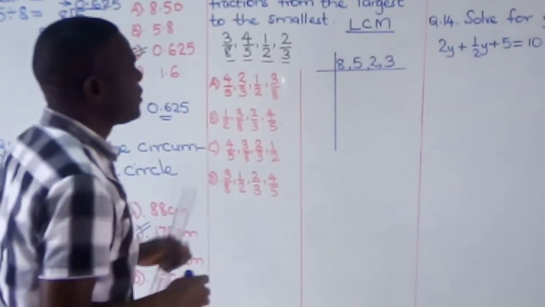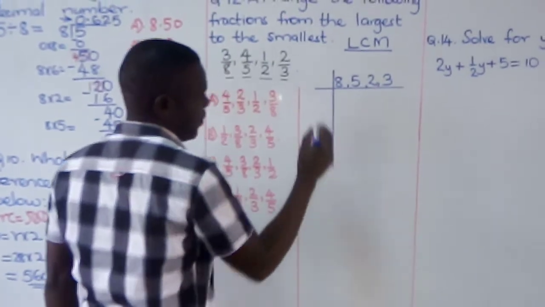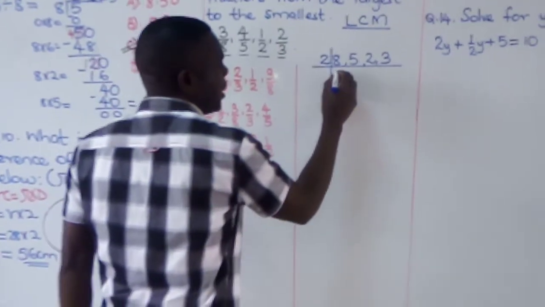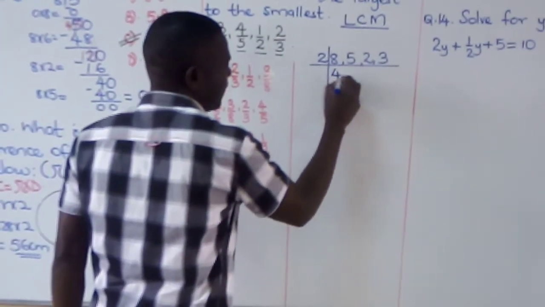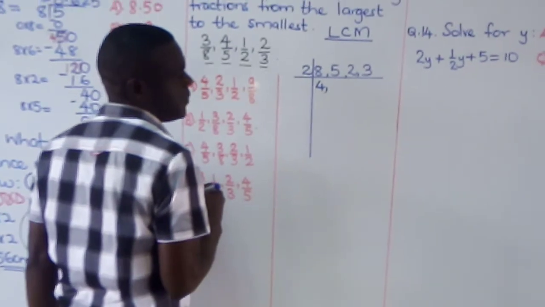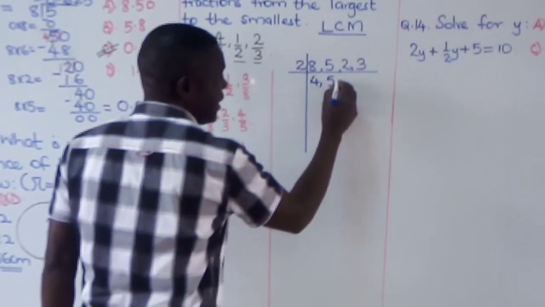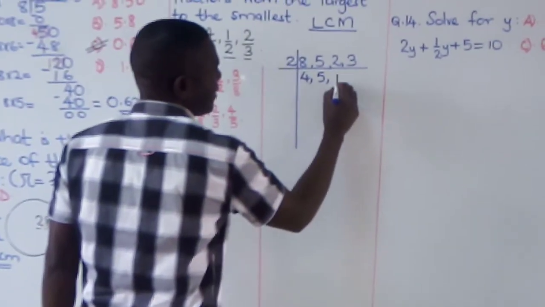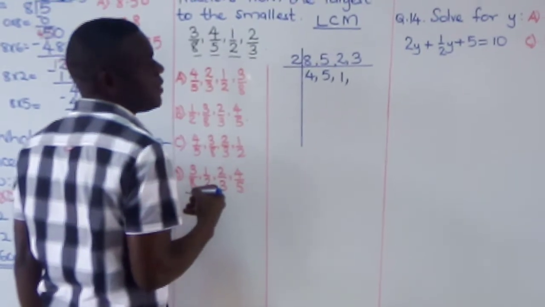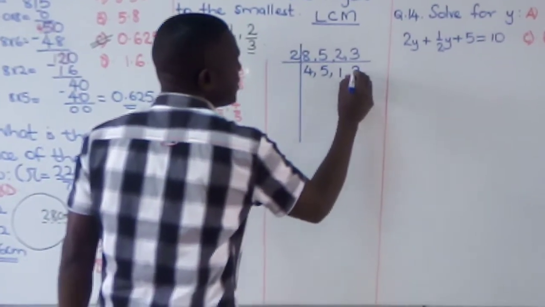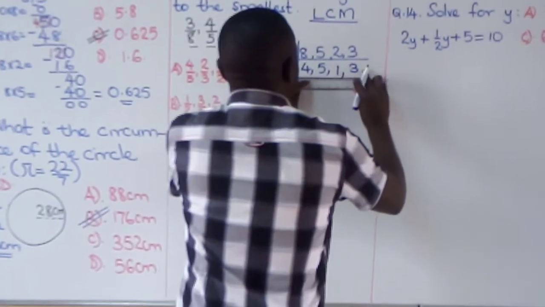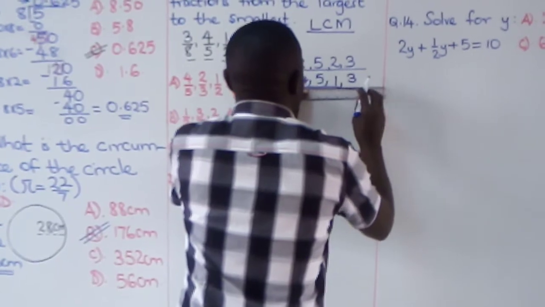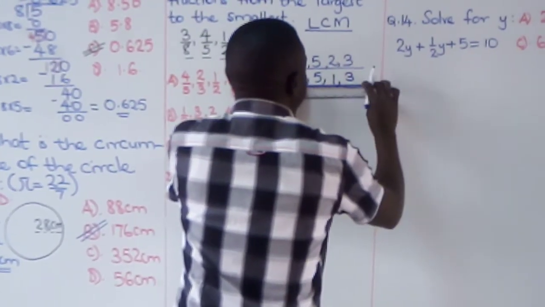We are going to use the smallest factor, which is 2. 8 divided by 2, boys and girls, is 4. 5 divided by 2 is 5, because 5 is not a multiple of 2. 2 divided by 2 is 1. 3 divided by 2 is 3, because it's not a multiple of 2. I hope you're following. So many of you have forgotten the LCM.